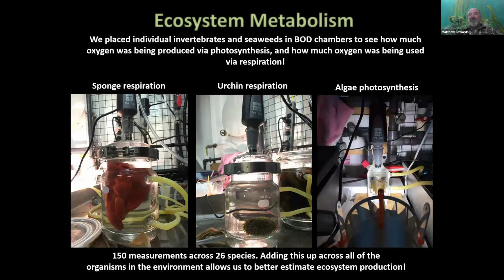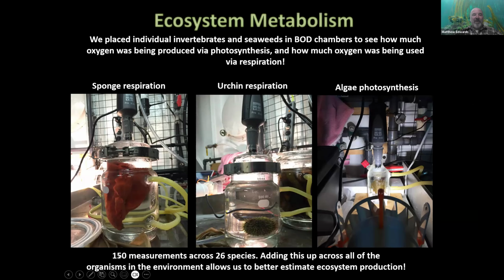And so we wanted to continue this by looking at the ecosystem metabolism. So we collected all these organisms from the field, brought them back to the ship, and placed them in biological oxygen demand chambers. Here's a sponge in one, here's an urchin in one, here's a kelp in one. By hooking up an oxygen sensor on top, a BOD pro-ODO oxygen sensor, which has a self-stirring bar to mix it up, and is well jacketed so we can keep them at ambient temperature, we can, for the seaweeds, blast them with any amount of light we wanted. We can measure photosynthesis and respiration of any of the organisms.